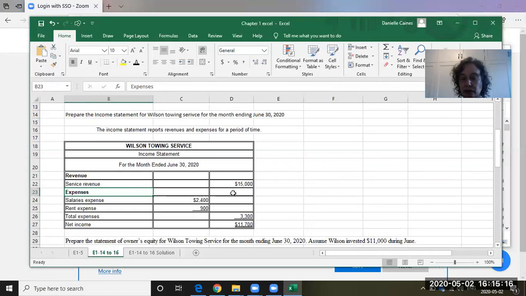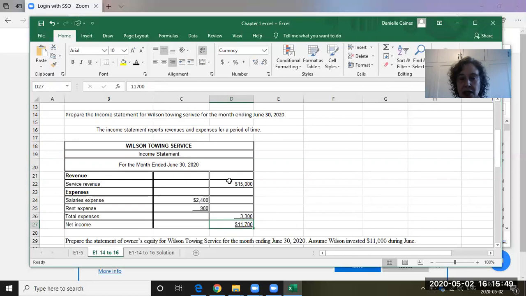So we have our service revenue, $15,000. We have our total expenses of $3,300. Our net income is the difference between those. So we take our service revenue, we subtract our expenses of $3,300, and that gives us our $11,700 net income. So that's the income that the business has earned in that month of June. They had this revenue, they had all these expenses, and that's the amount that they get to use in some method.